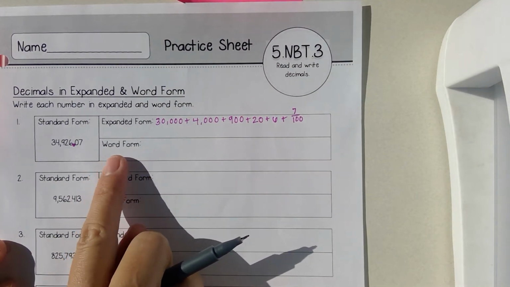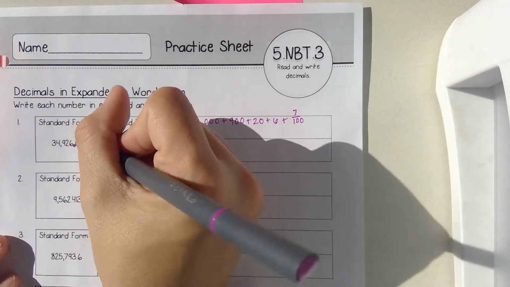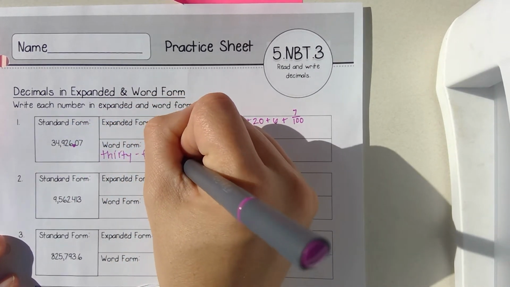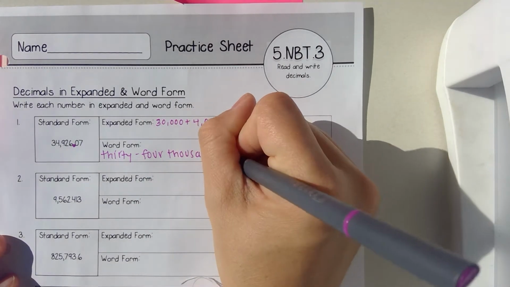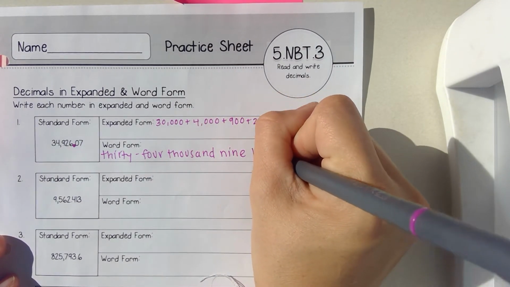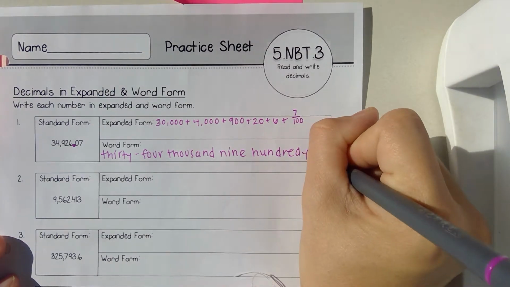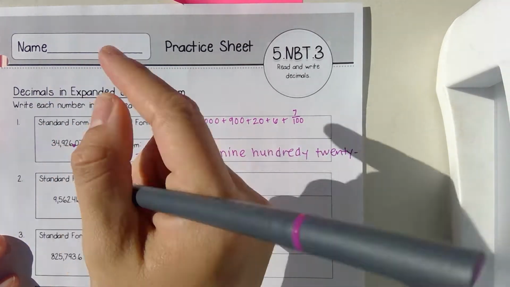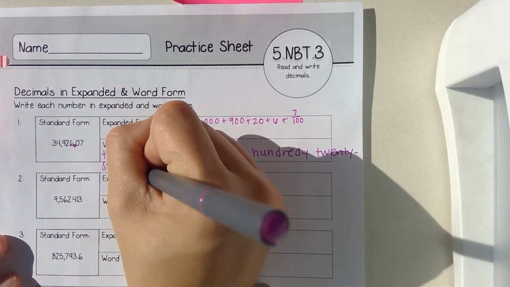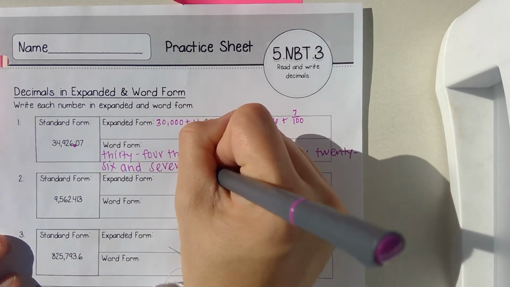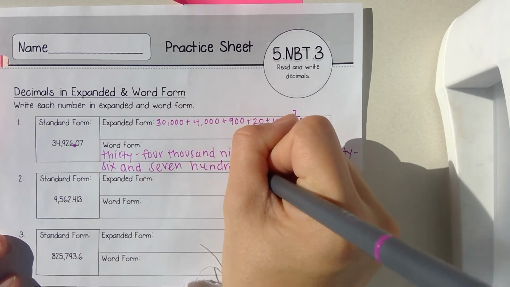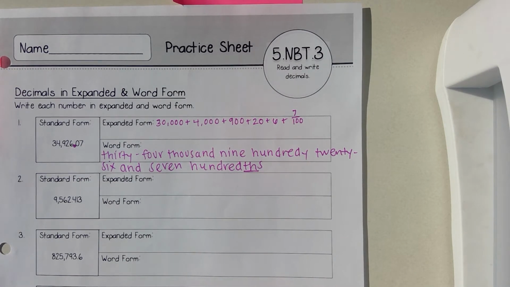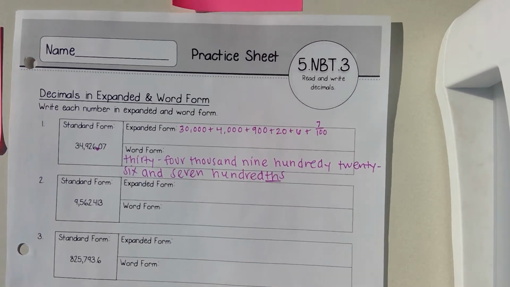Next would be word form. So I will write it exactly as I say it. So 34,926. And when you come across that decimal point, you do and 7 hundredths. And when I write anything with my decimal, I always underline the TH so I don't forget it. So there is number 1 in expanded and word form.